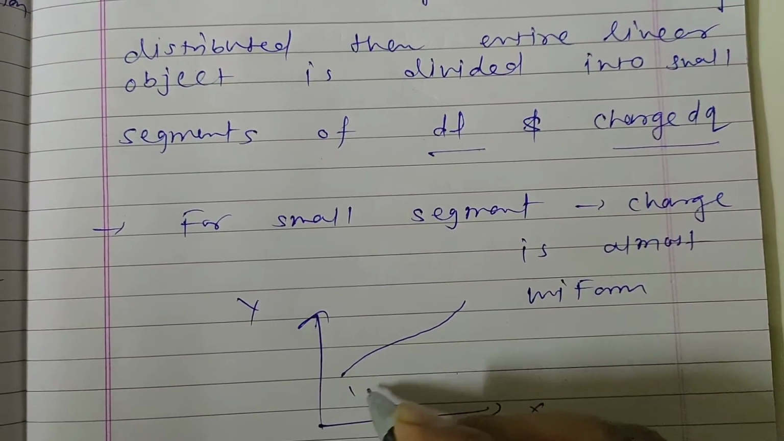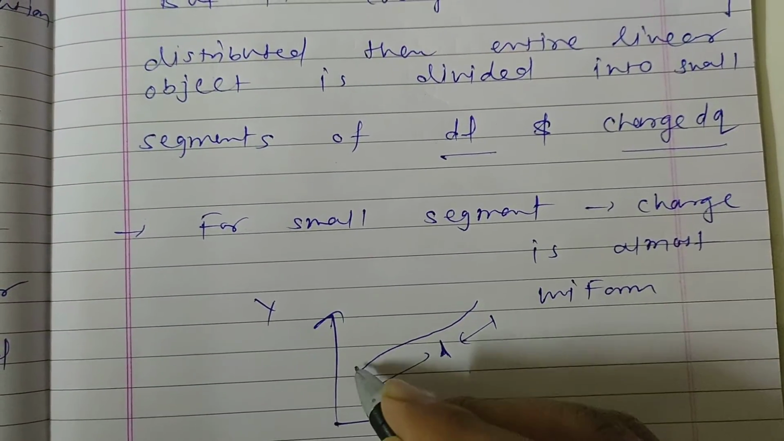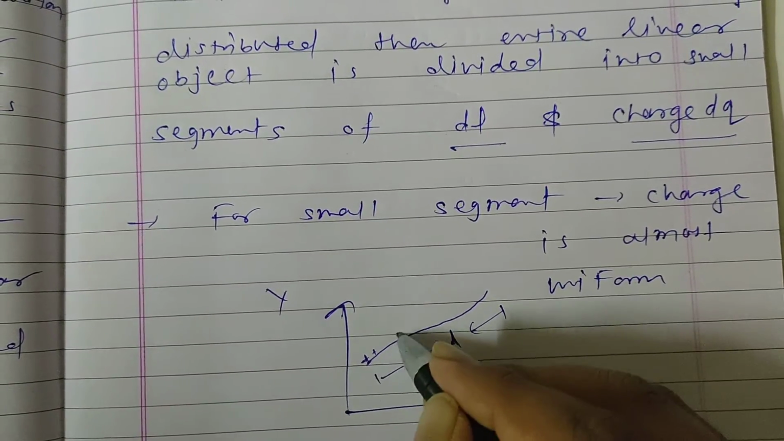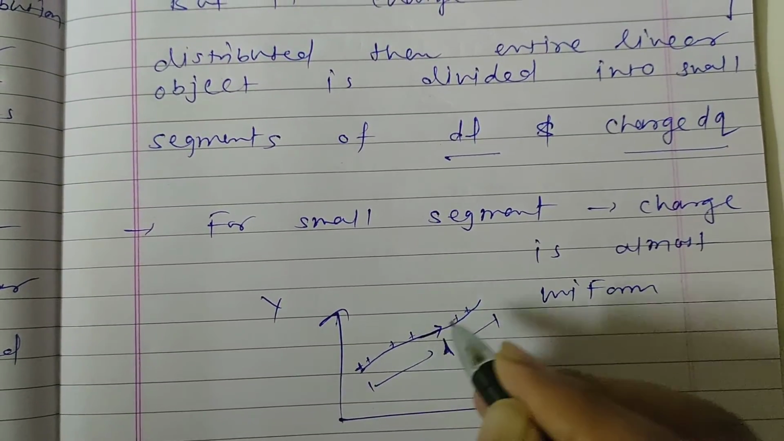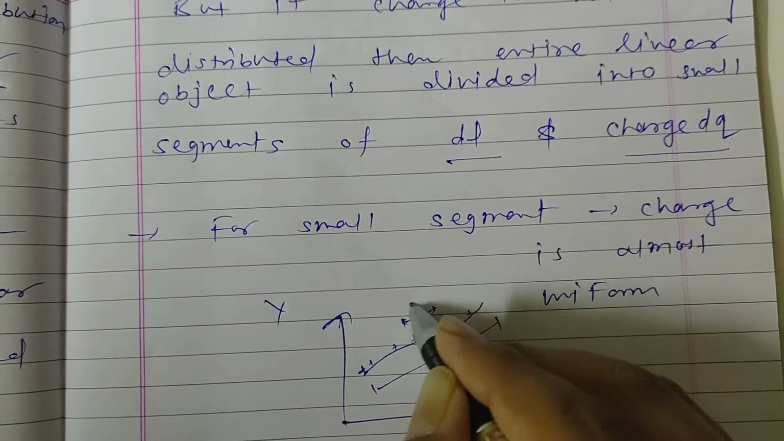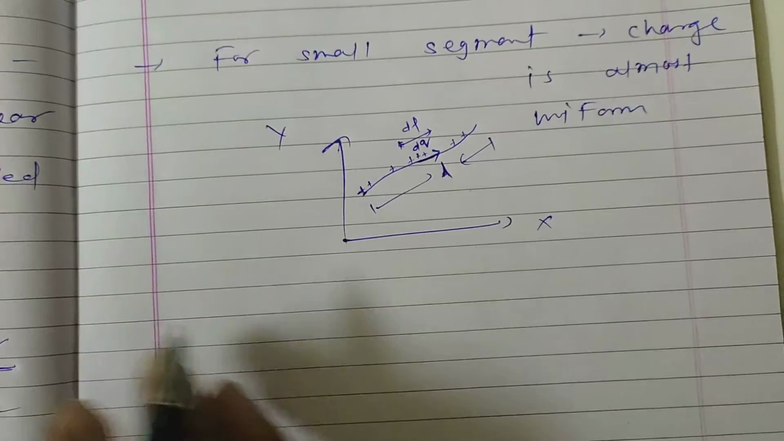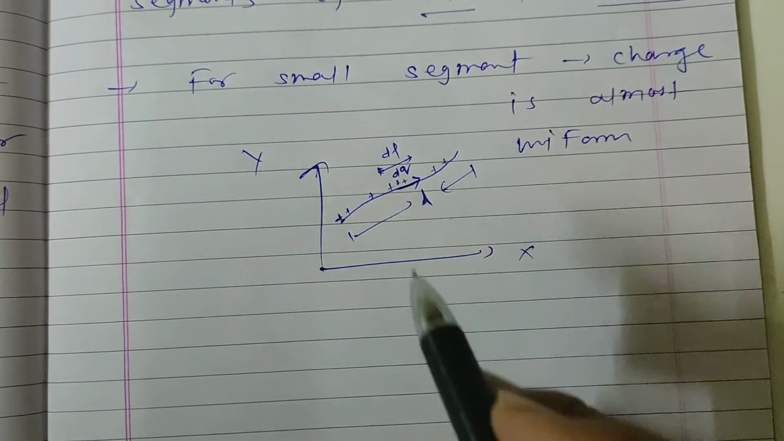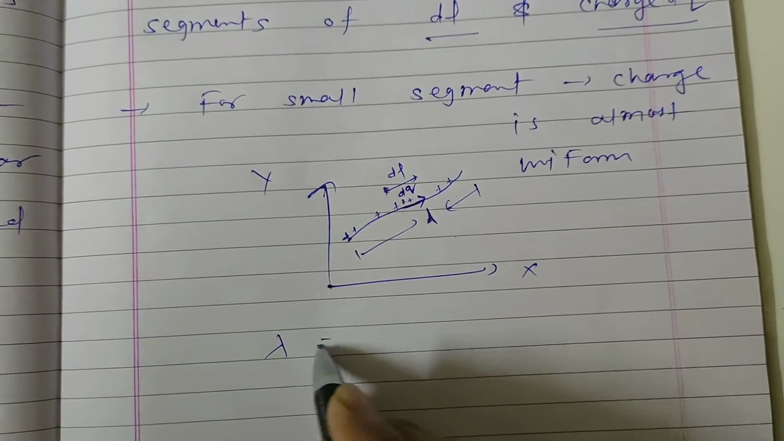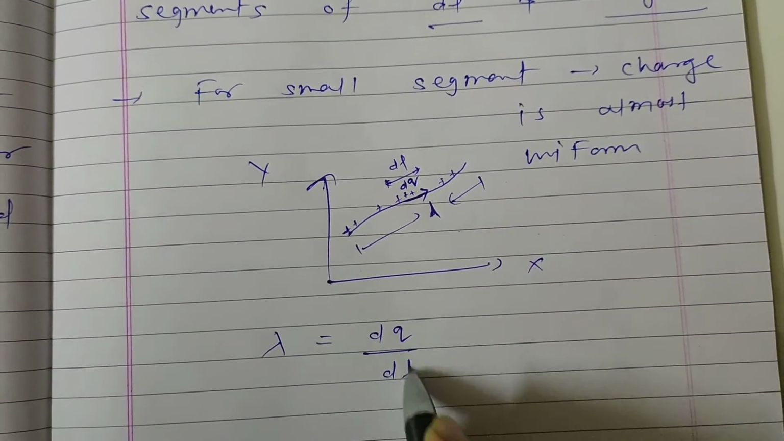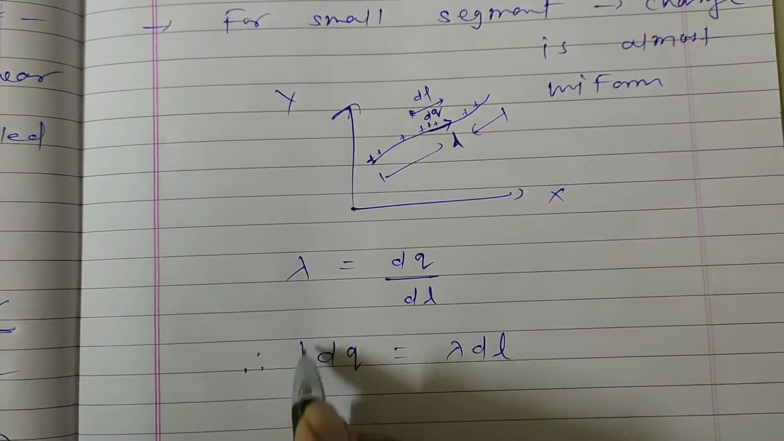That is a linear object, its entire length is L, and charge is not uniformly distributed. That's why we take a small segment, its length is dl and the charge over it is dq. As this small segment is very small and the charge is almost uniform, for a small segment lambda can be given as dq by dl. Then dq is equal to lambda into dl.